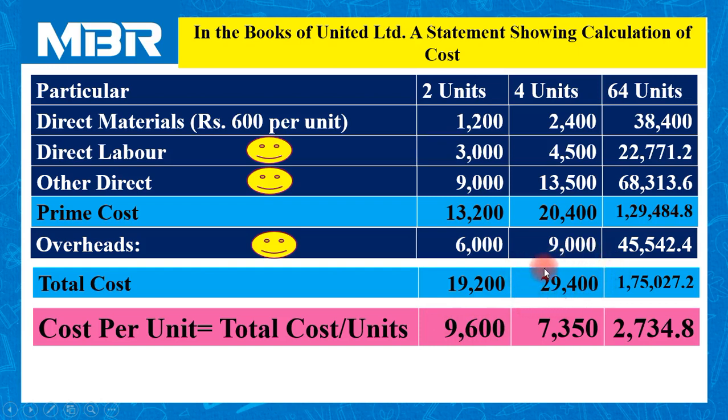29,400 rupees incurred when we have manufactured 4 units. So 29,400 divided by 4 is equal to 7,350. 1,75,027.2 is the cost for manufacturing 64 units. So the total cost rupees 1,75,027.2 will be divided by 64 in order to calculate cost per unit, and it is rupees 2,734.8.